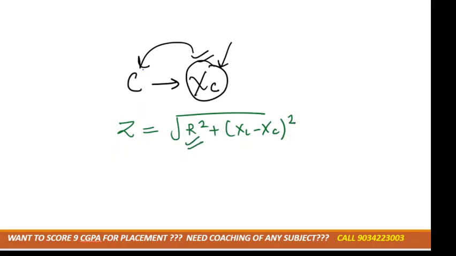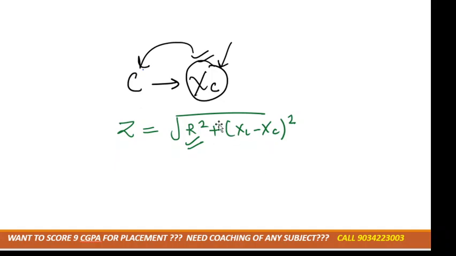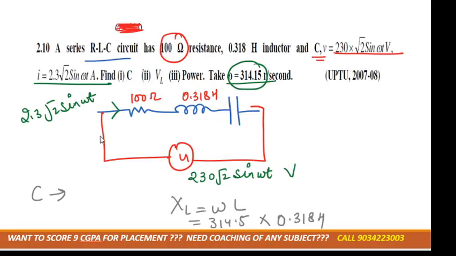Do we know the value of R? Yes, we know the value of R. If L is given, then we can calculate XL also. XL is equal to omega L. Omega is 314.5 and L is 0.318 Henry. So we'll get the value of XL also. Now we don't know about XC and we don't know about Z, but we know the formula of Z, that is V divided by I, right?